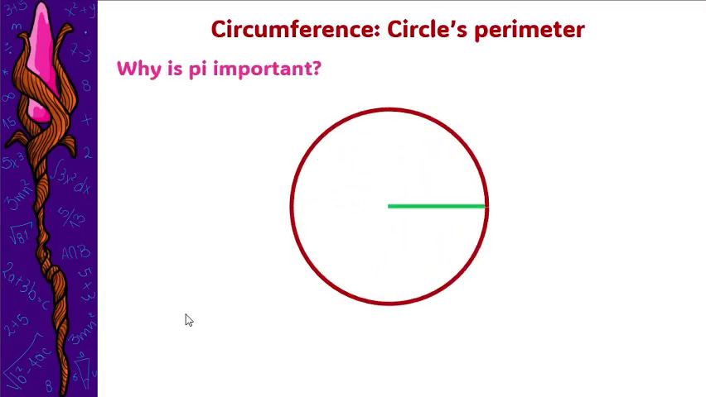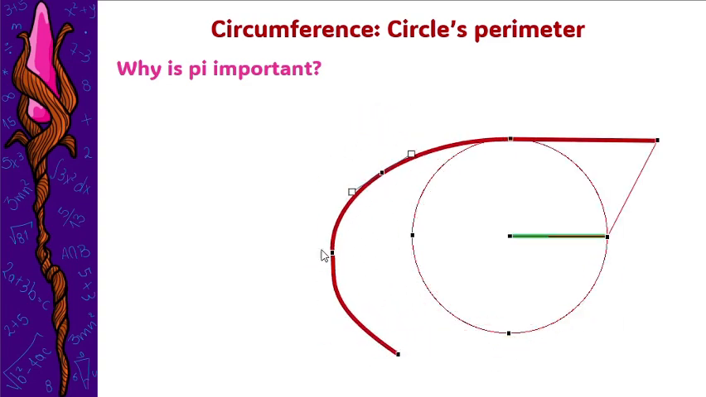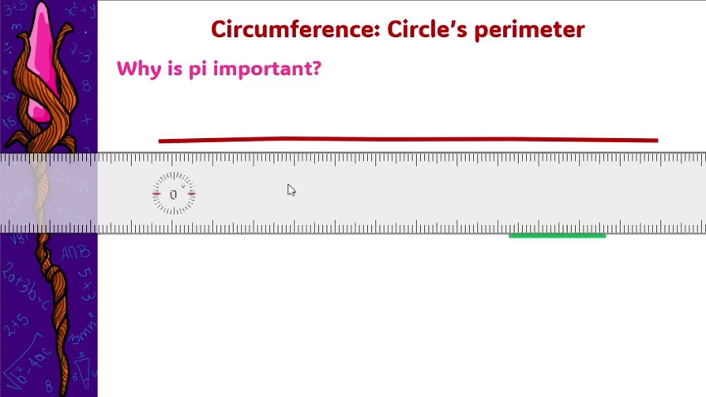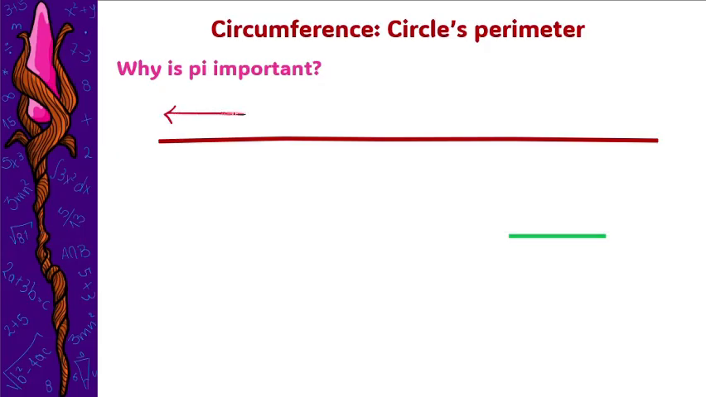Then why is pi important? Why do we need it? Well, since the circumference is the circle's perimeter, that means it's the length of this red line. But in that shape, it's a little hard to measure it. So imagine that we could open it here and stretch it until it's a line. If we have it like this, we could measure it now. So we could have the length of the circumference and the length of the radius.